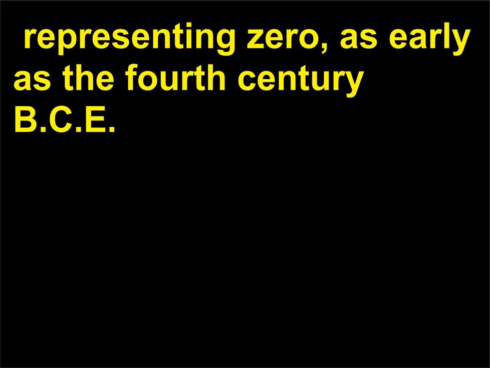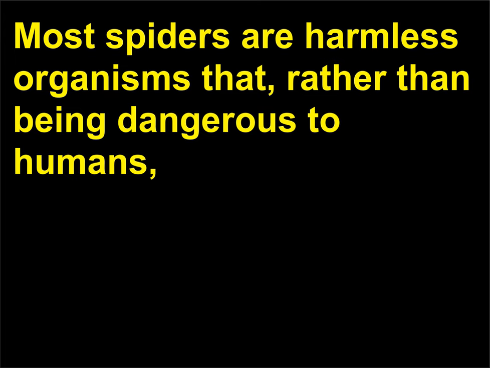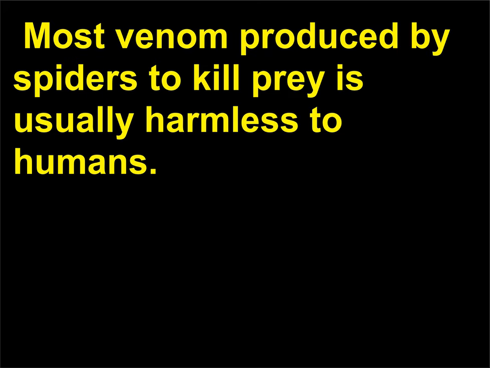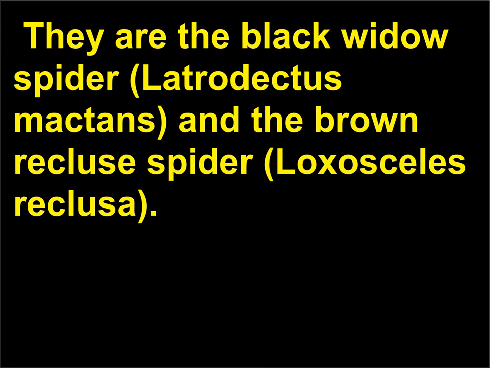Are spiders really dangerous? Most spiders are harmless organisms that, rather than being dangerous to humans, are actually allies in the continuing battle to control insects. Most venom produced by spiders to kill prey is usually harmless to humans. However, there are two spiders in the United States that can produce severe or even fatal bites. They are the black widow spider, Latrodectus mactans, and the brown recluse spider, Loxosceles reclusa.